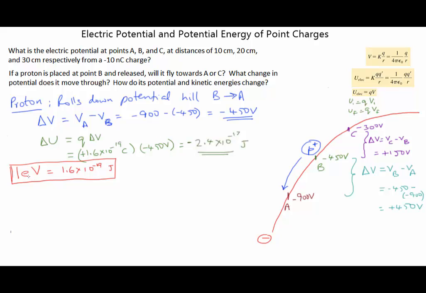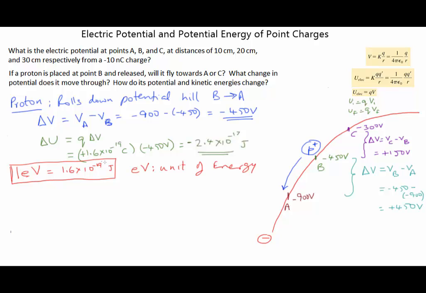So a couple of things here that you want to pay attention to. Volt is a unit of potential, electric potential. Okay? Joules is the SI Standard International Unit of energy. But electron volt, even though it sounds more like volt than joules, it is a unit of energy.